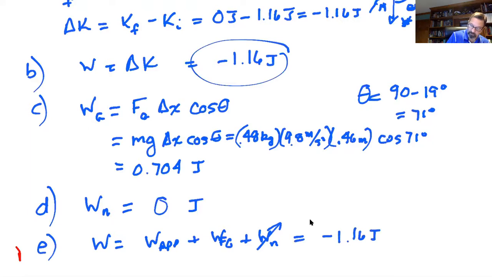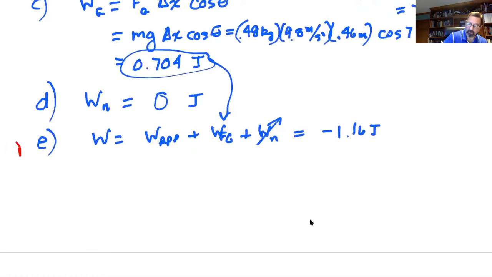Okay, well, we know what this is. And so we can figure out what the work done by the applied force is. And that's the argument. The net work done, which we know because it changed the kinetic energy, has to be equal to the sum of the work done by all the forces.